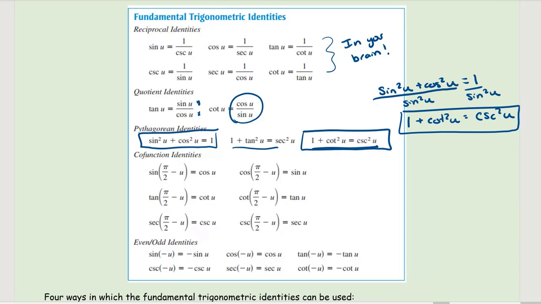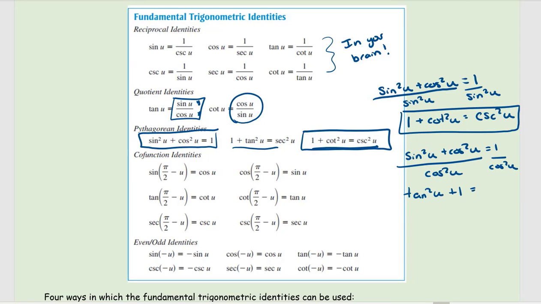Now, how do we get the middle identity? Well, we're going to divide both sides this time by cosine squared u. So we have sine squared u plus cosine squared u is equal to 1. We're going to divide both sides by cosine squared u. Okay, so sine squared divided by cosine squared, sine over cosine right here is tangent. So sine squared divided by cosine squared is going to be tangent squared. Cosine squared divided by cosine squared is just 1. And 1 over cosine we know is secant, so 1 over cosine squared has to be secant squared. And there is our third one.